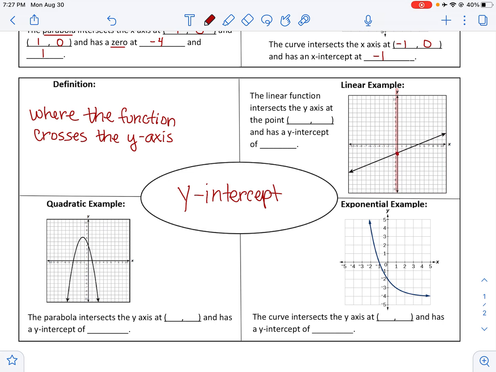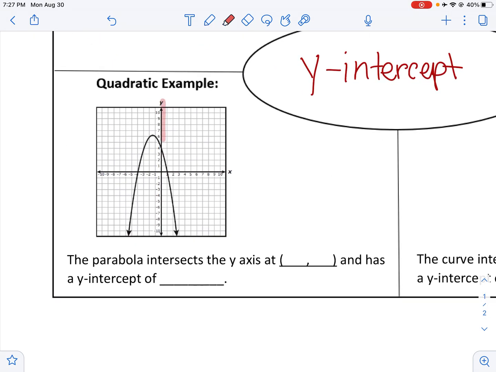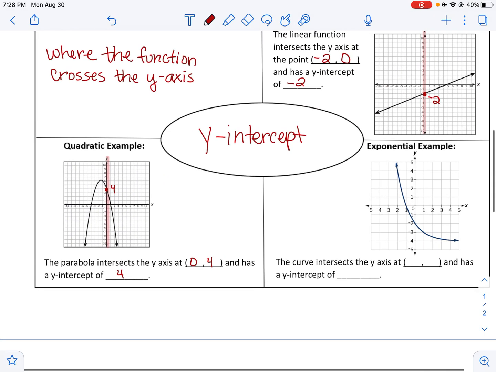It looks like it's intersecting at -2 for this function. The linear function intersects the y-axis at the point (-2, 0), and it has a y-intercept of -2. Okay, so again, writing it as a point and understanding that it's just the y value that we are looking at. The quadratic example, we have our y-axis right here. It only intersects the y-axis at one point, which looks to be +4. So that point would be (0, 4) with an intercept of 4.